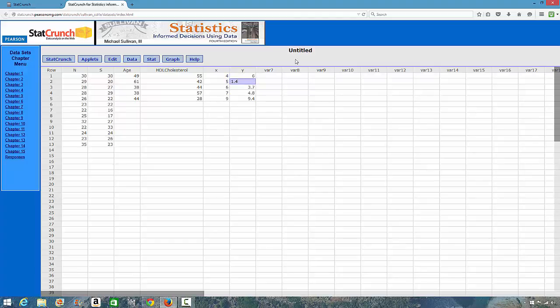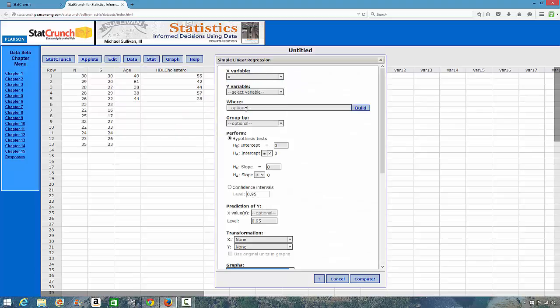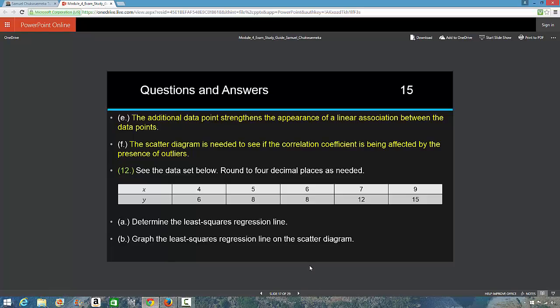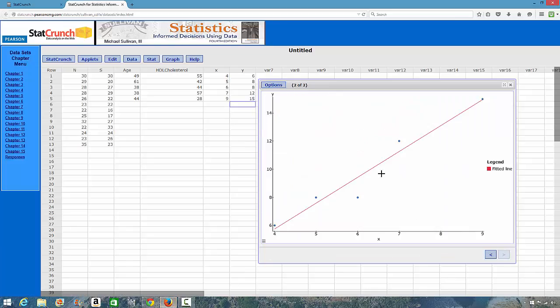we have 6, 8, 8, 12, and 15. So start, regression, simple linear. Select x, select y. Compute. And this is the least squares regression line right here. Now you have to round to whatever they say you should round to, I think 4 decimal places. And then the next one becomes your scatter diagram right here.